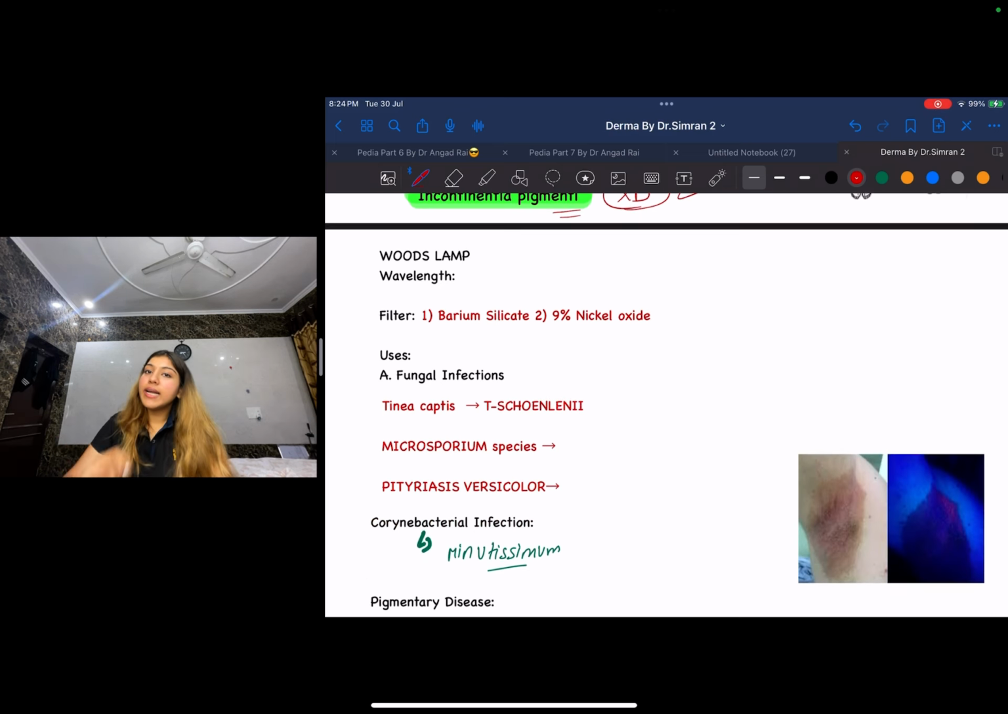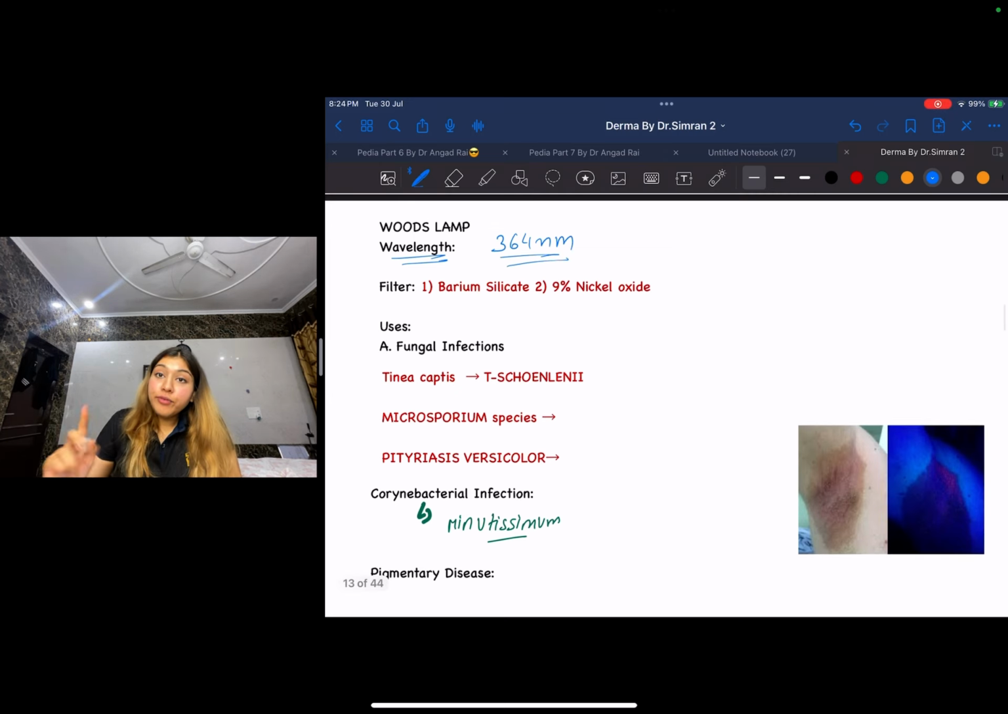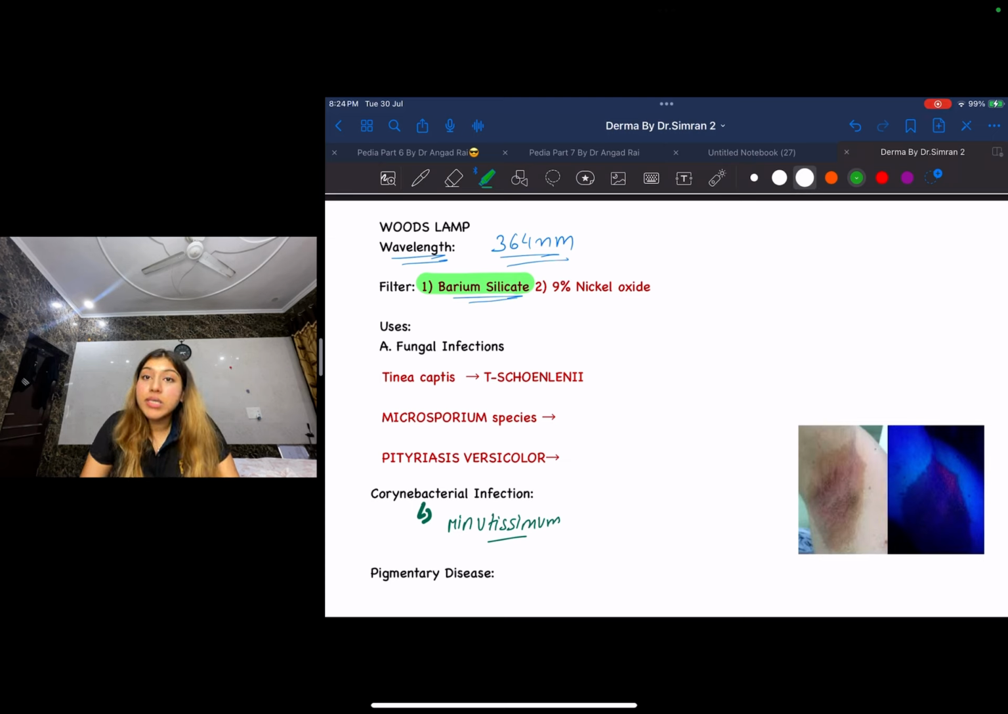Now how many days are there in a year? 365. How will I remember this? The wavelength is going to be 365 nanometer. Easy to remember. Now, what are the filters that I will be using for my Wood's lamp? One is going to be barium silicate, and the other one is going to be 9% nickel oxide. Two filters, barium silicate and 9% nickel oxide.